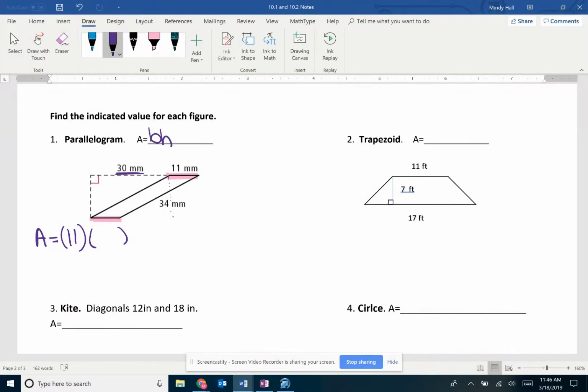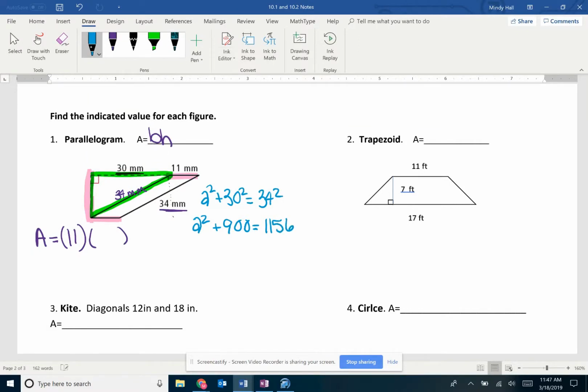But these are going to be helpful because my height is right here. And I have a right triangle occurring right in here. Because I have that right triangle, this 34 that I have on this side is also going to be on this side. So to find my missing length, I'm just going to use Pythagorean theorem. So we have a squared plus 30 squared equals 34 squared. That gives us a squared plus 900 equals 34 squared, which is 1,156. When you subtract 900, you get that a squared equals 256. Then we take the square root. So a equals 16. And this is our height.